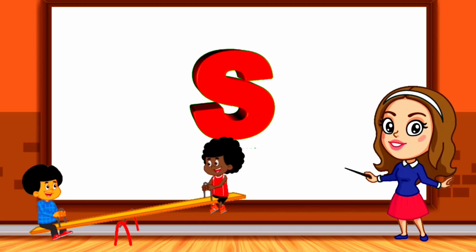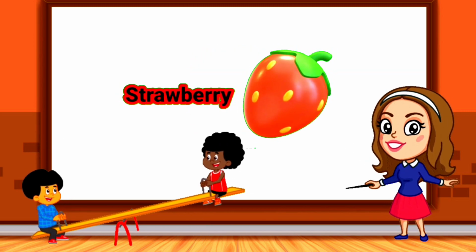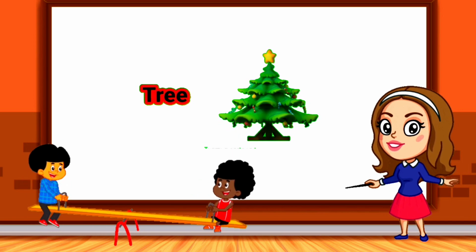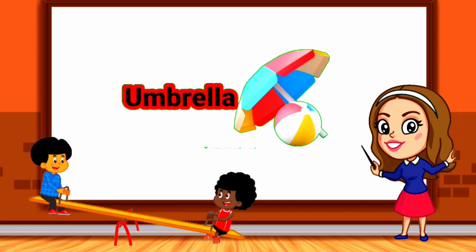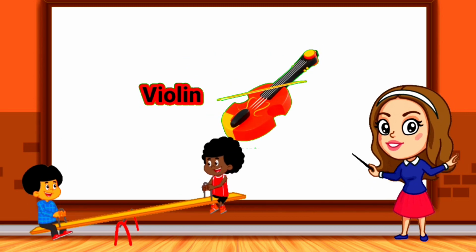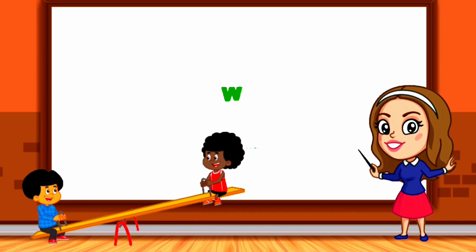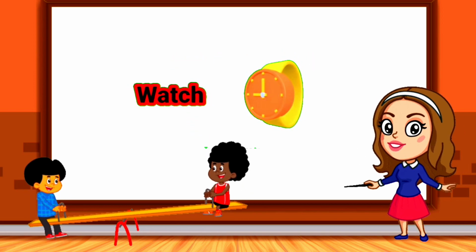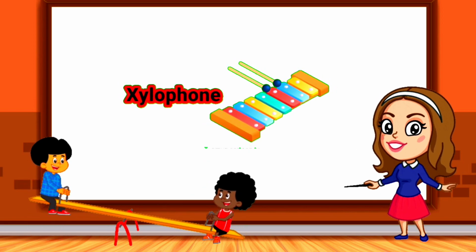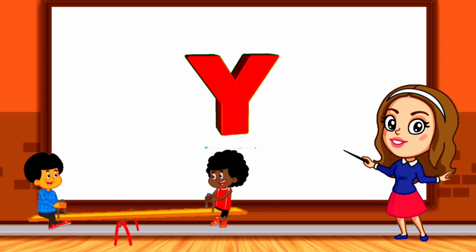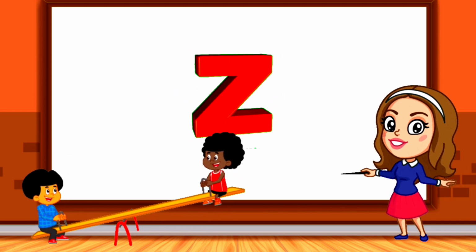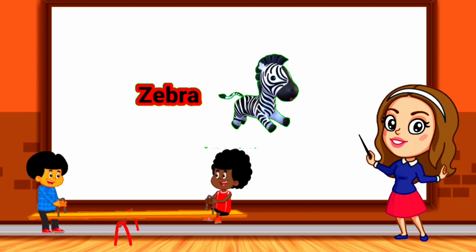S for strawberry. T for tree. U for umbrella. V for violin. W for watch. X for xylophone. Y for yo-yo. Z for zebra.